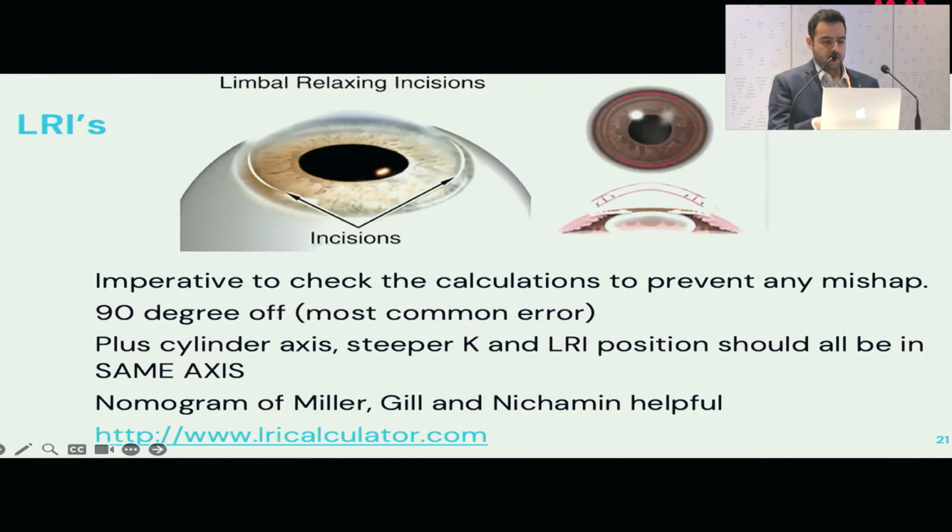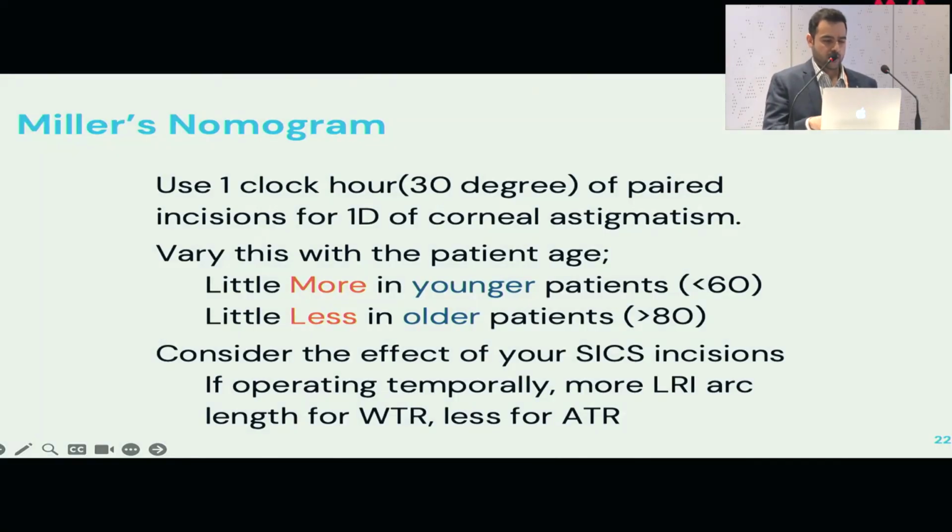So it is imperative to check the calculation to prevent any mishap, and a 90-degree error is the most common. And again, operating on the steeper axis is what we have to do. There are various nomograms which are given. There are Miller, Gill and Nichamin, which can be helpful. And there is also an online calculator, which is lricalculator.com, with the help of which we can correct the amount of astigmatism that we want to correct.